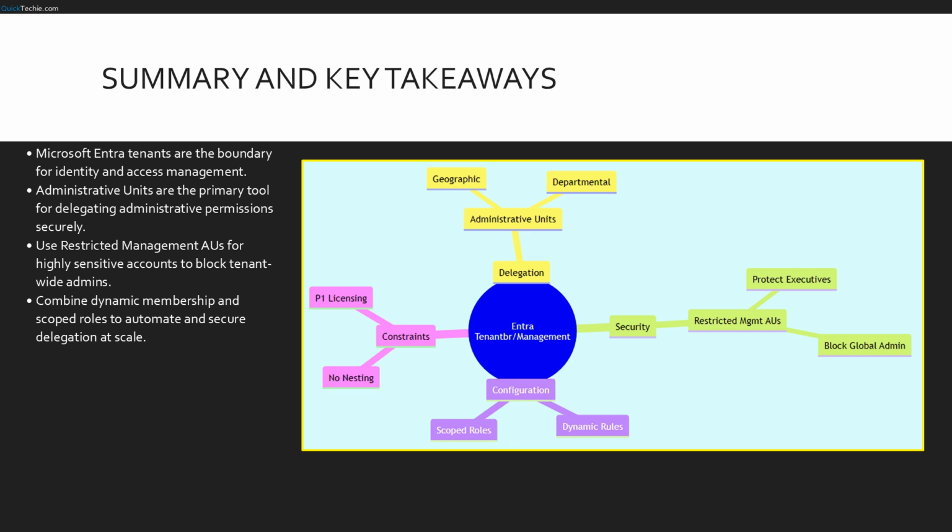Our final mind map recaps the session. At the center is Entra tenant management. Branching out, we have delegation via administrative units for geographies and departments. We have security, highlighting restricted management AUs for executive protection. Configuration covers dynamic rules and scoped roles. And finally, we note the constraints like no nesting and licensing needs. This map serves as your quick reference guide for implementing AUs.